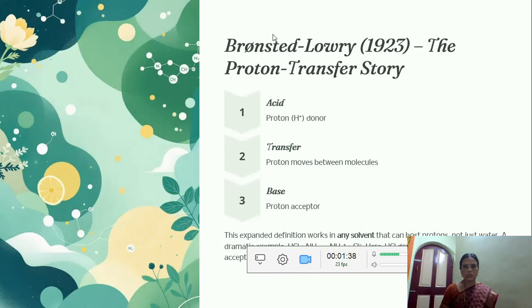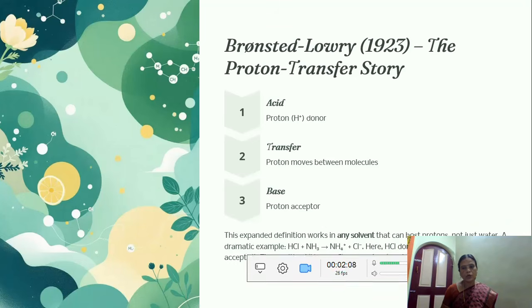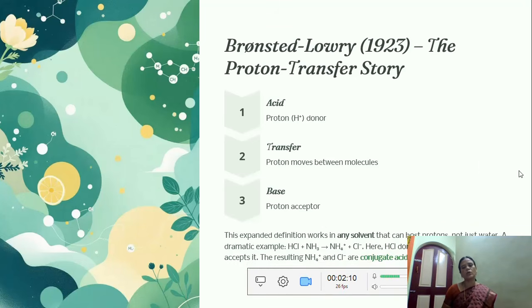Because of this limitation we pass to the next concept, the Lowry-Bronsted acid base concept. According to this theory, an acid is a substance that has the capacity to donate H plus ions, and a base is a substance that has the capacity to accept H plus ions. This concept is applicable to any solvent that has protons in it, not just water. According to this theory, HCl is an acid because it can donate H plus ions, and NH3 is a base because it can accept H plus ions.